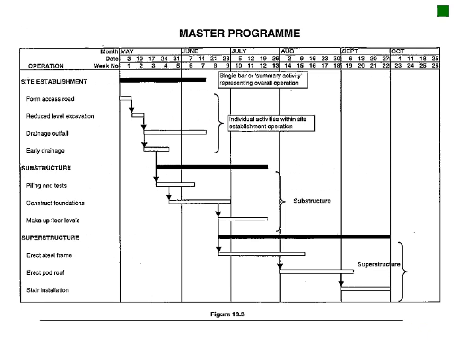Okay, so your basic master program, all of you should be familiar with by now, from this example that they included here, is your access road, reduced levels, drainage outfall, early drainage, and so forth. So it's your site establishment that you've got there, then you've got your substructure, your superstructure. So it's a very broad program that gives you a start and an end with specific items in between when they should finish.